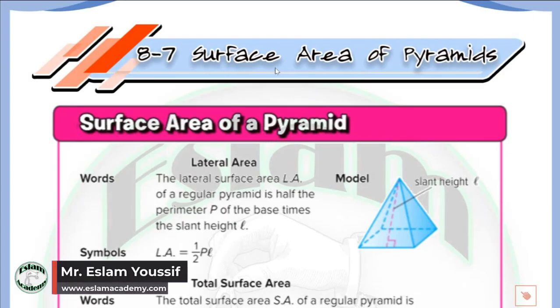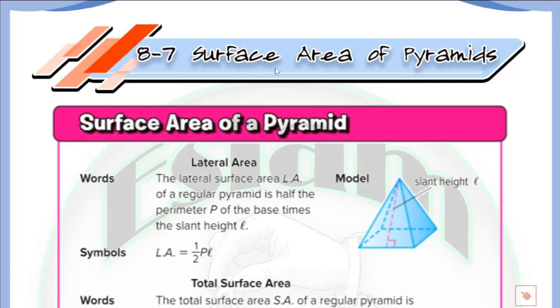In this video, we'll learn how to find the surface area of a pyramid. At first, we need to differentiate between the lateral area and the surface area. The lateral area is defined by the area of all faces. As we said before, each face of the pyramid is a triangle. So to find the surface area, we need to find the area of all of the faces.